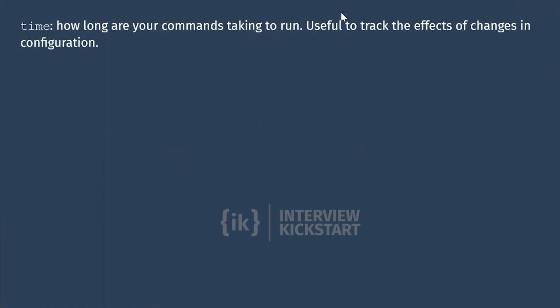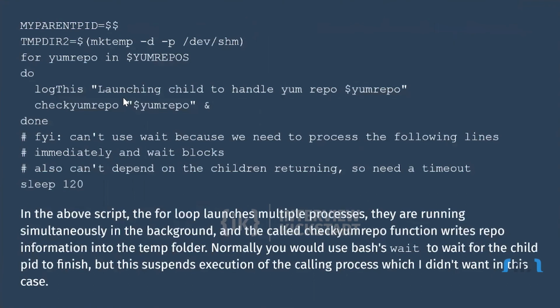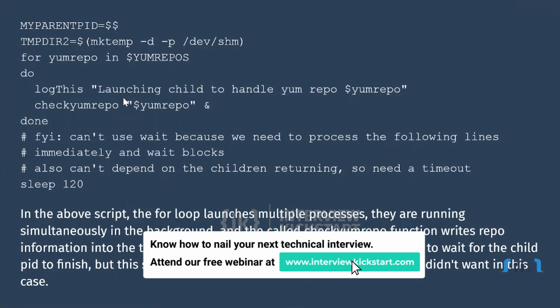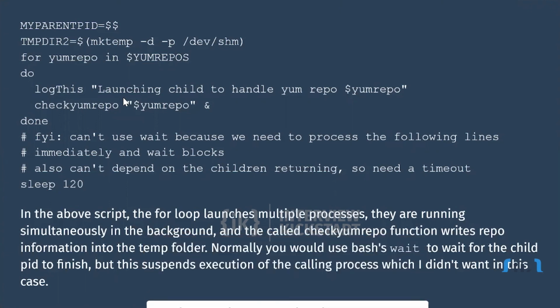Yes, $$ is the current PID, and that's because, if we go back to my slide, that's what I wanted. I wanted the current PID because I'm considering my script itself as the parent of those children that I'm launching on the check_yum_repo line. I'm using that parent PID variable later on in the script. You don't see it here, but I'm using it later on. I'm considering my script itself the parent.